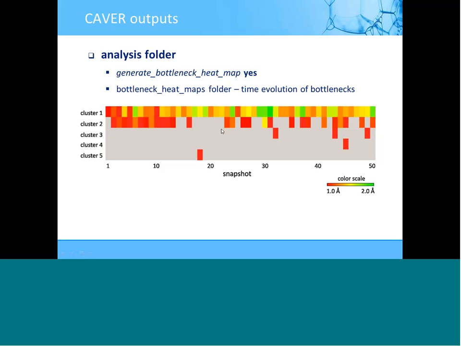So we can observe the fluctuations of the tunnel bottlenecks. For example, for the first cluster, you see in these first few structures it's very closed, then it opens, closes, opens, and so on. In some cases, you see that the other 4 tunnels are really identified only rarely, and they are very narrow. And maybe important to say, the gray means that the tunnel was not found in a given structure at all.